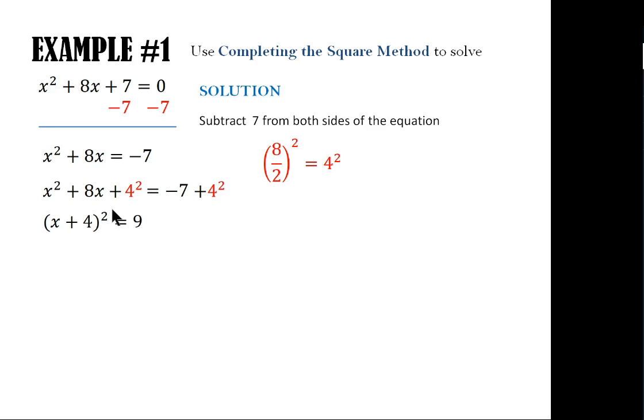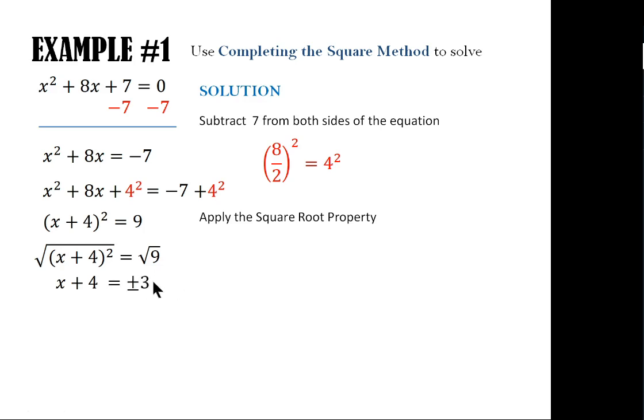Now we're going to eliminate the square. So all we have to do is to apply the square root property. We'll take the square root of x plus 4 squared and 9. So we have the square root of quantity x plus 4 squared is equal to the square root of 9. By the square root property, we can cancel out the radical sign and the square. Okay, and that's equal to x plus 4 is equal to plus minus 3, because the square root of 9 is equal to plus minus 3. Alright? So we have x plus 4 is equal to 3, or x plus 4 is equal to negative 3.